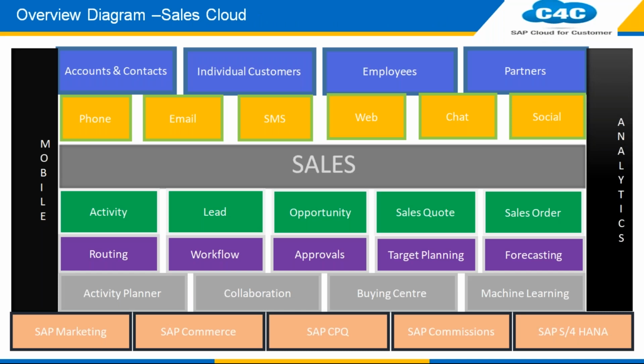You see, this is the overall Sales Cloud diagram. These are the applications I was talking about, right? What is within the Sales Cloud? What are the activities available? And what third-party applications can be integrated? Marketing, commerce, CPQ, commission, S4HANA, analytics, it has a mobile application. Everything can be contained within the sales.